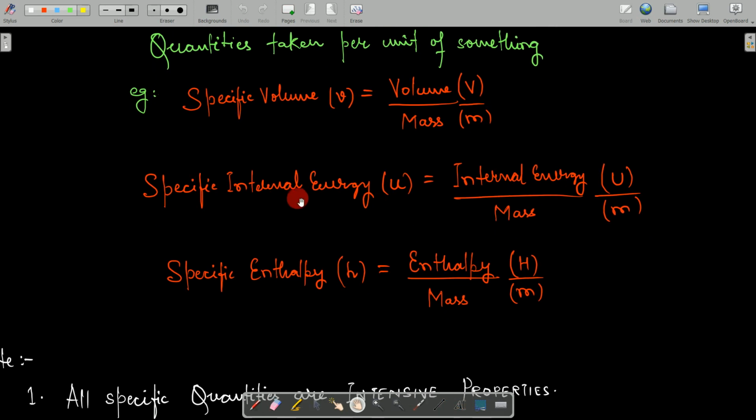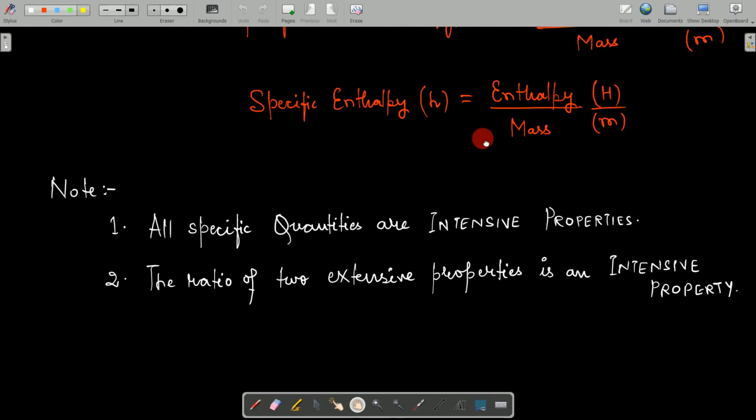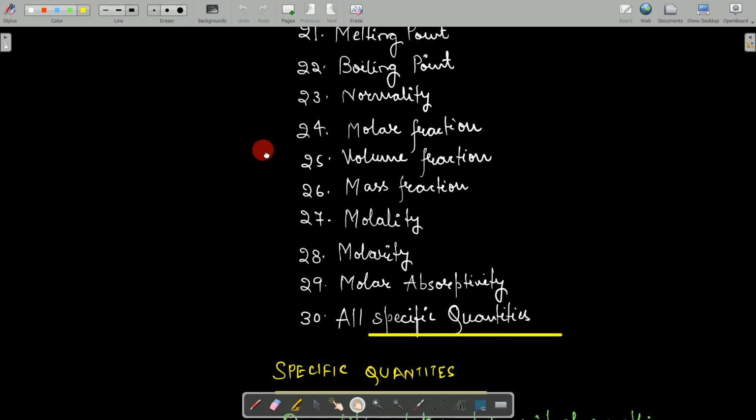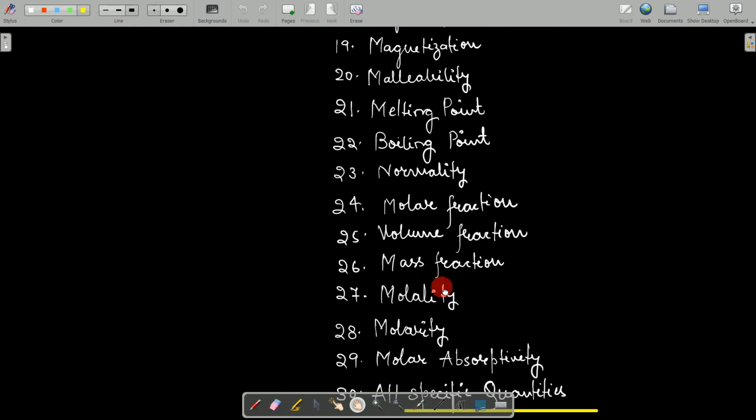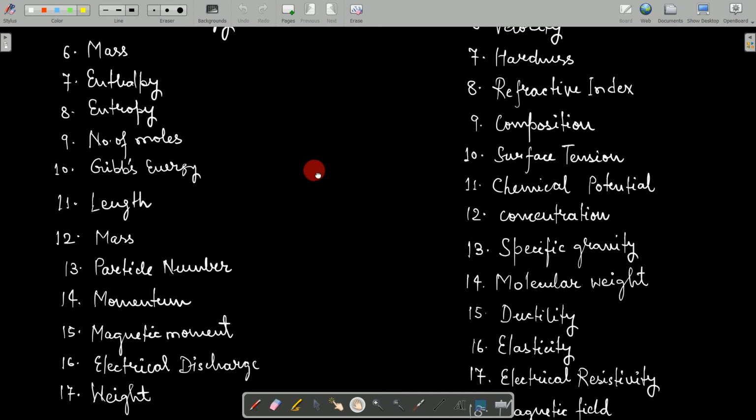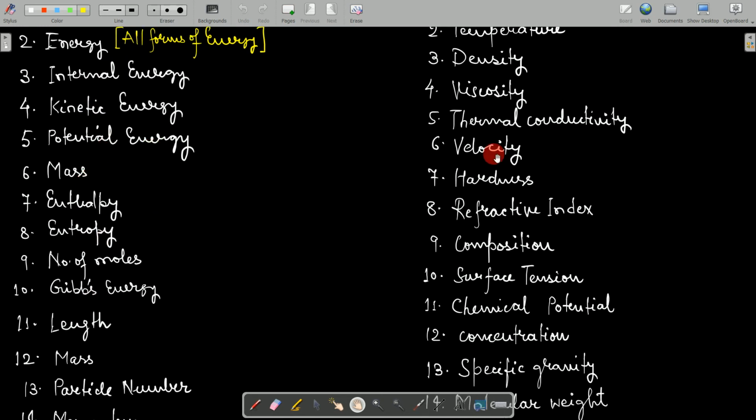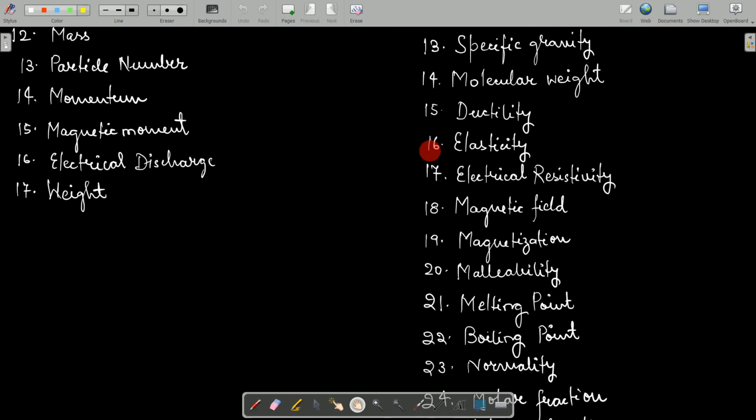Similarly, we have specific internal energy, which is internal energy by mass. Internal energy is shown with capital U, and specific internal energy is shown with a small u. Then we have specific enthalpy, specific entropy and so on. Now it is suggested that if you want to remember all these 16 points in extensive and 30 points in intensive, well and good. Otherwise, if you are not comfortable with that, please remember at least the extensive list, such that anything apart from the list you can consider to be intensive properties.